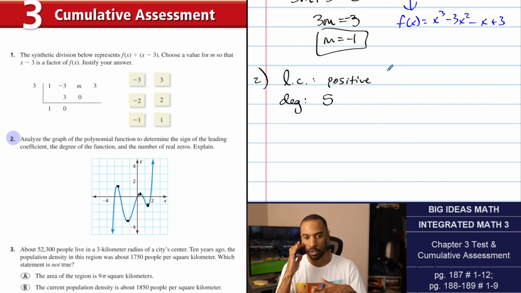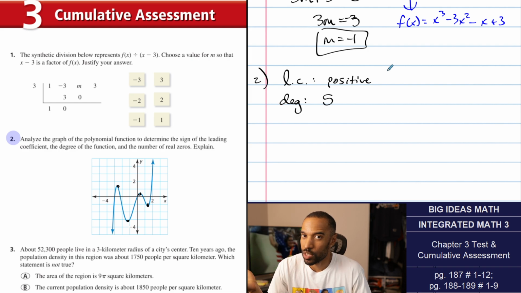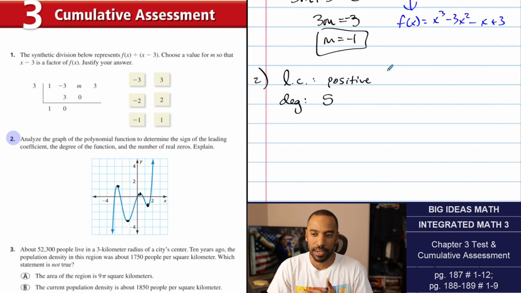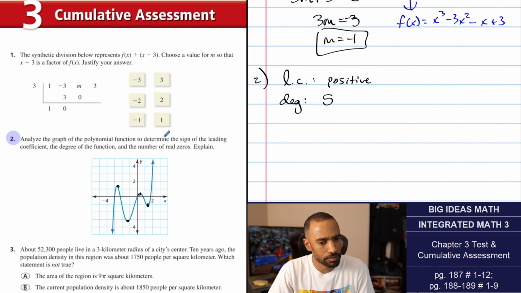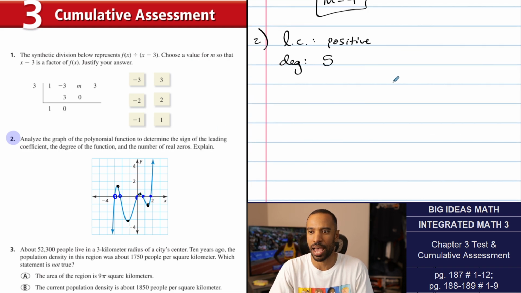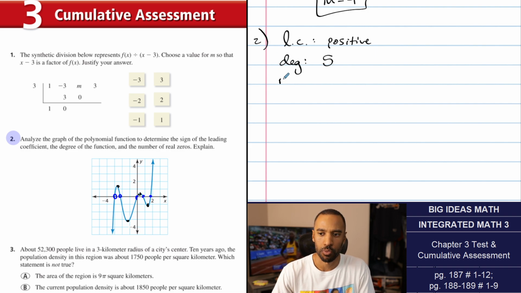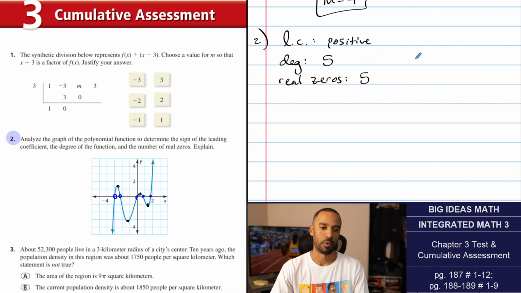At the very least, that's an odd number. 7's possible, 9 is possible, things like that. If we're looking for this actual answer, we're looking for a quintic degree on that one. The number of real zeros is based off of, well, if it's degree 5 and it hits 1, 2, 3, 4, 5 times, then all of them are hit as zeros. So all 5 of them are real zeros.